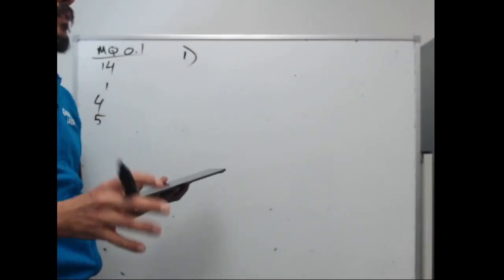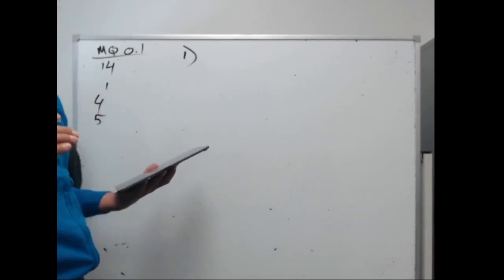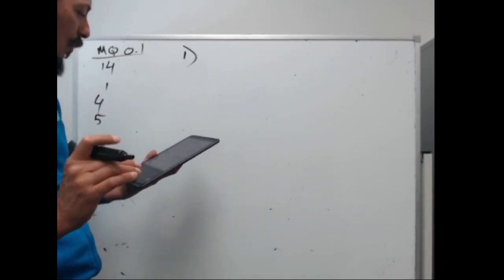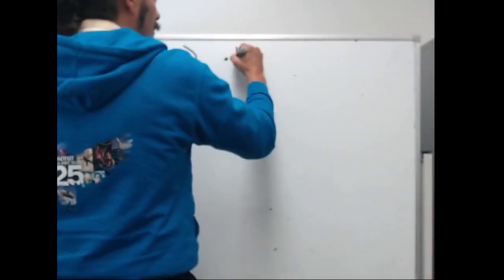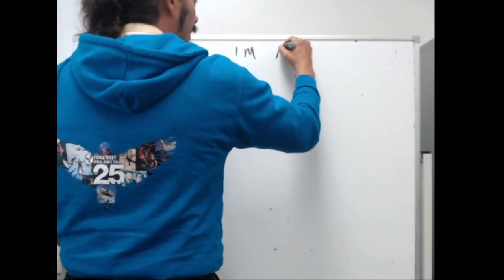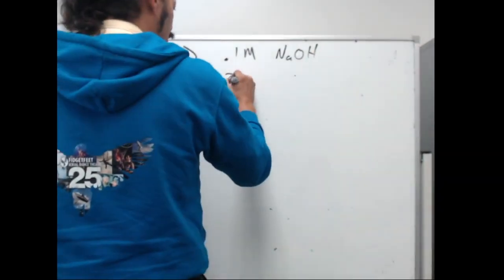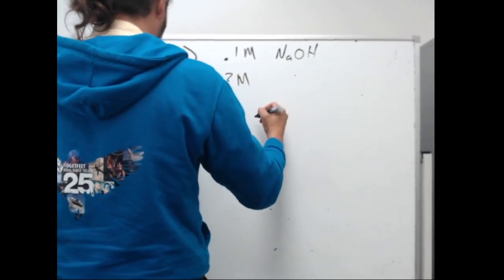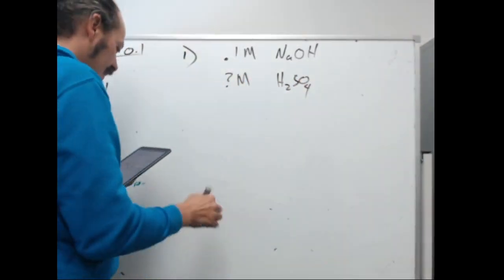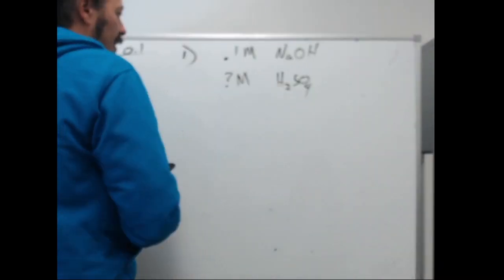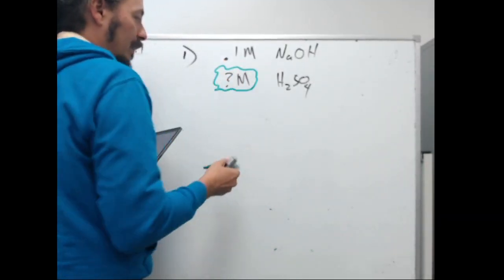One of the things that's most important, especially in Chem 129, is to work on our critical reading skills. So I'm just going to go ahead and write down the things that I think are important. 0.1 molarity sodium hydroxide and a question mark molarity of sulfuric acid. I'm going to color code this. So this is the thing that we're going to try and find.